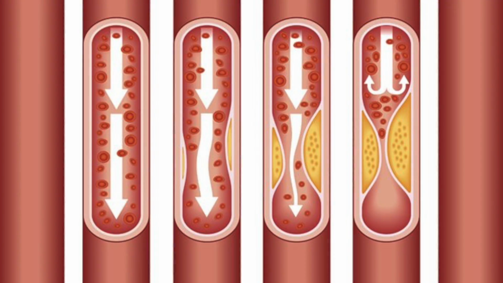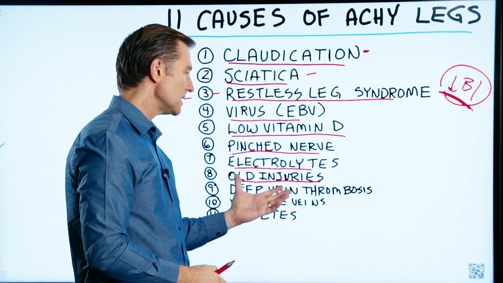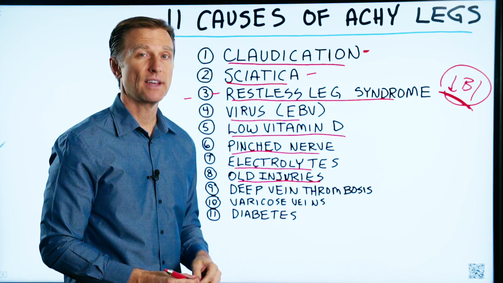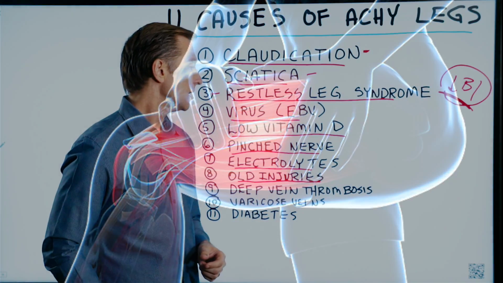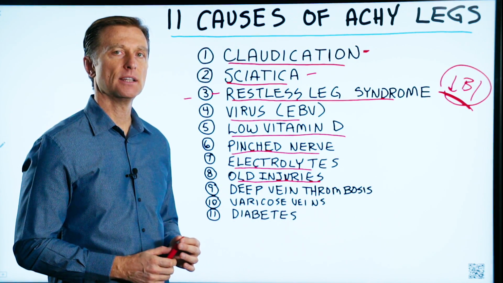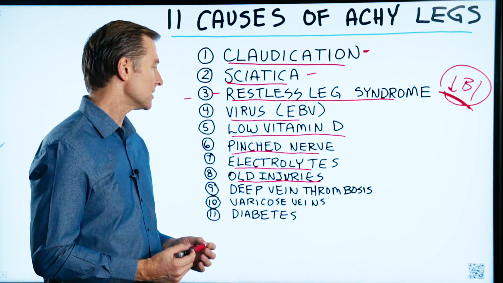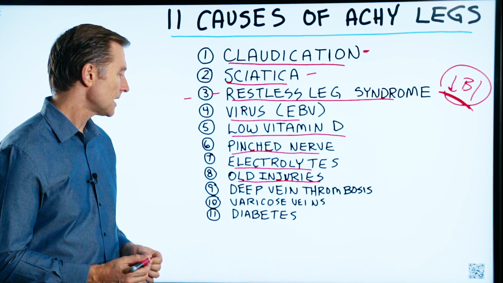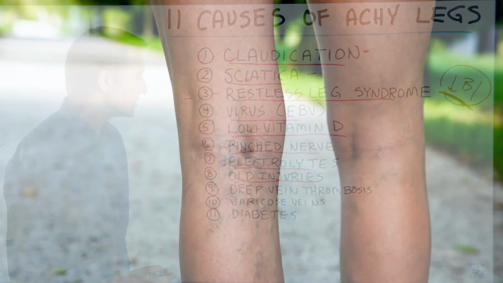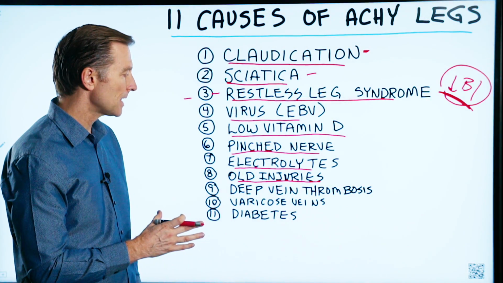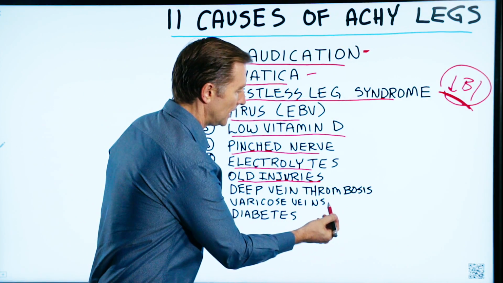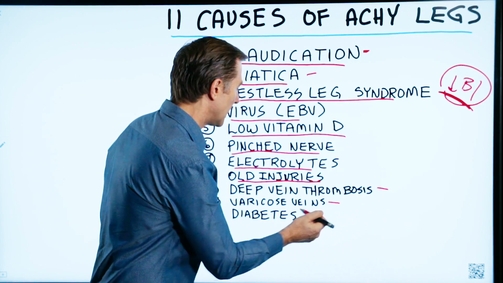But if you have a clot called a thrombus that's in your deep veins, that's going to create a lot of achiness, swelling. One of your legs could be extra warm. You can have alteration in the color of the leg because it's affecting the circulation. Number 10, varicose veins or spider veins. That is a problem with the superficial veins in your legs, which could definitely create achiness. Okay, so both of these can create achiness.